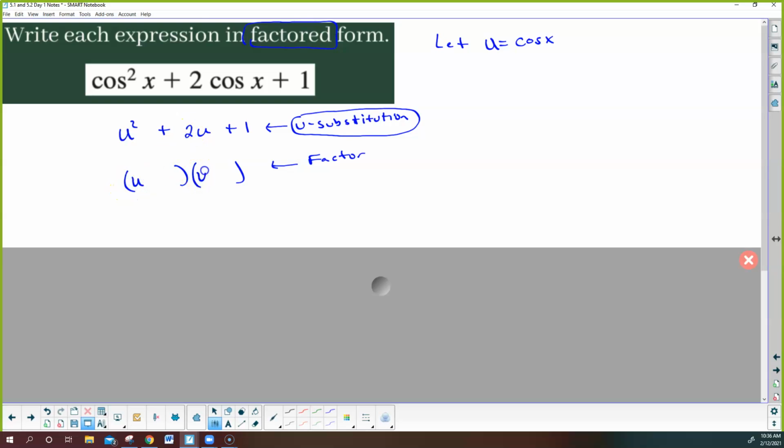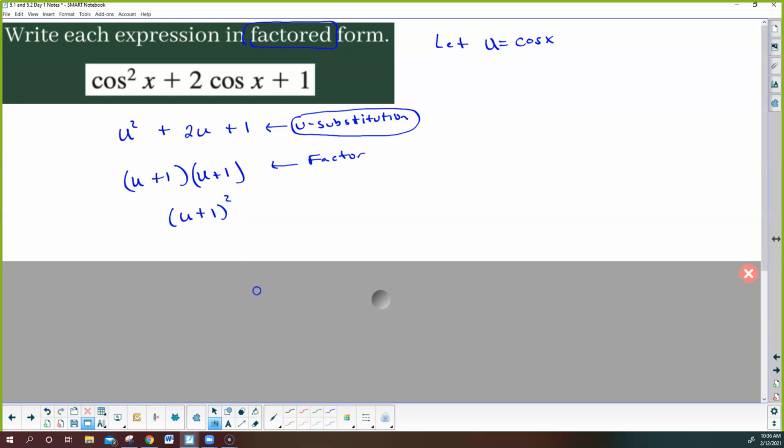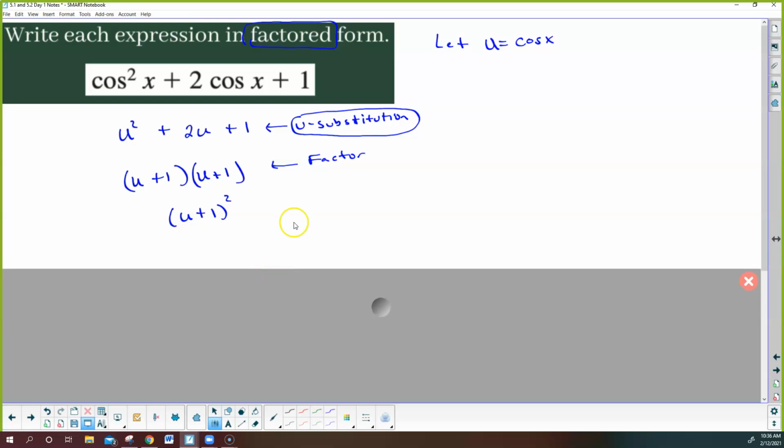I know I'll have a u here and a u here. Well, what times what gives me 1 but adds up to give me a positive 2? That's u plus 1 times u plus 1. And since it's the exact same thing, we're going to write that as (u + 1) squared. So this is just simplifying.